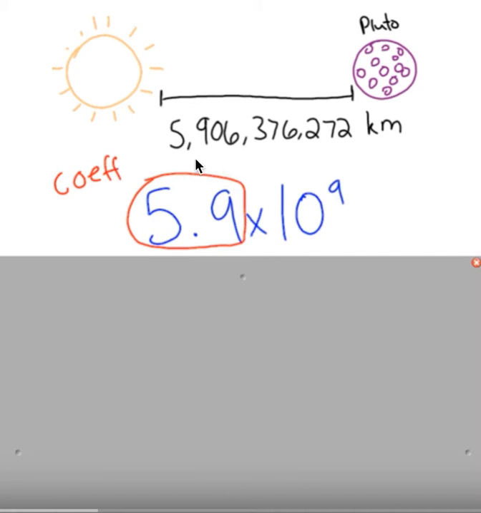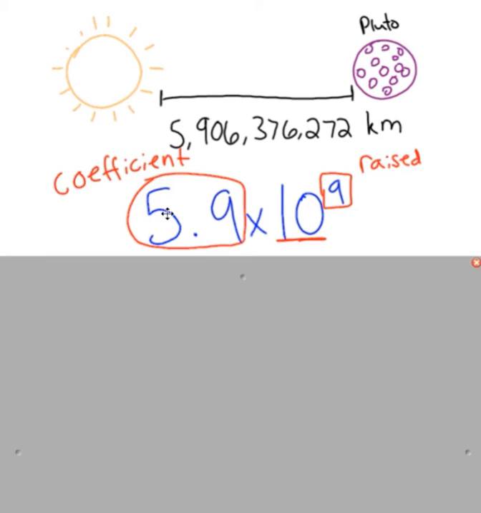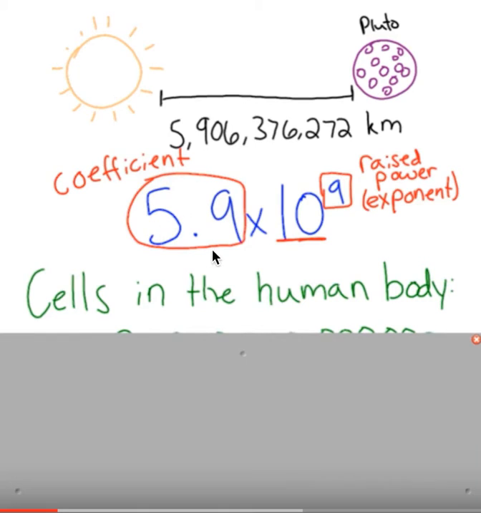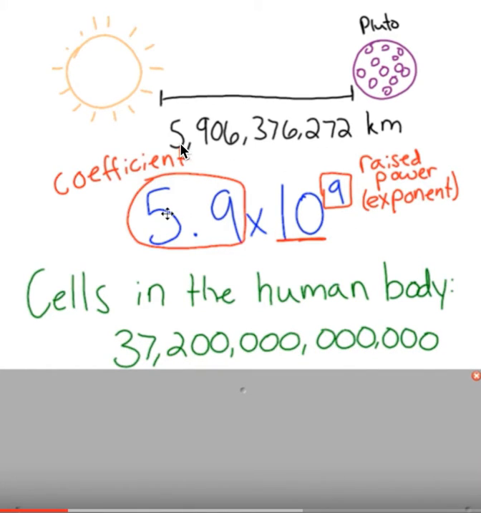So this number right here is what we call a coefficient, and that's the number that signifies 5.9 billion. And then right here it says times 10 to the ninth power. Now this is called a raised power, 10 to the raised power of 9, or exponent of 9. And you'll see why in our next example. Basically what we're saying is that 5.9 times 10 to the ninth power is approximately this number.